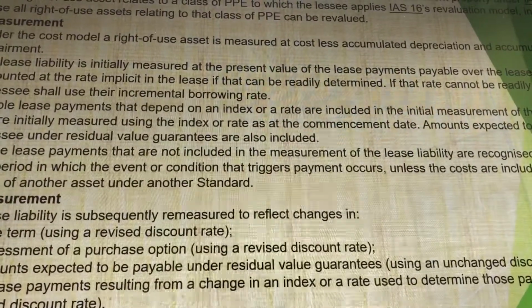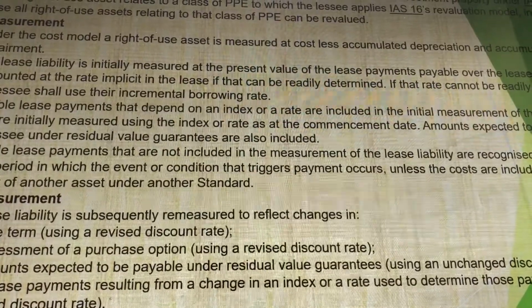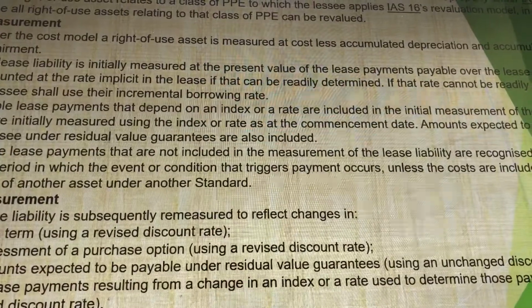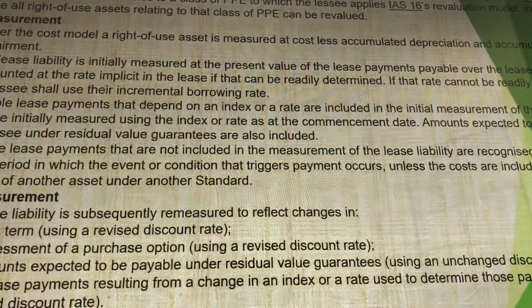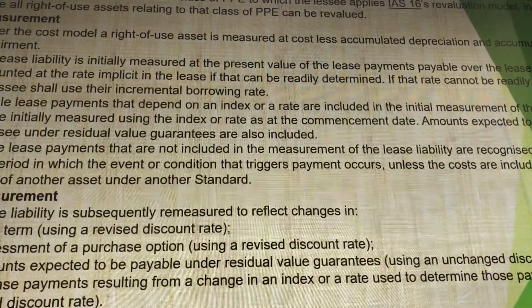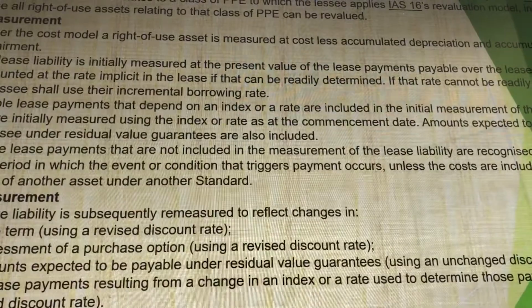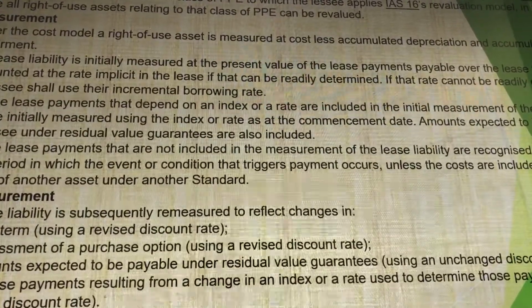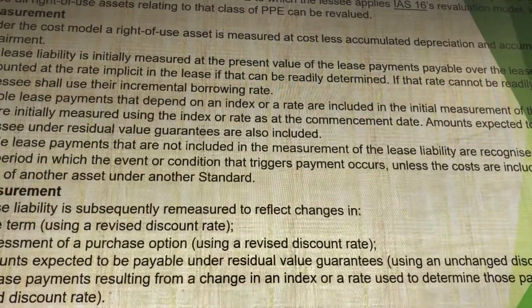The lease liability is subsequently remeasured to reflect changes in the term of the lease, the assessment of a purchase option, the amount expected to be payable under a residual value guarantee, and also future lease payments resulting from a change in an index.